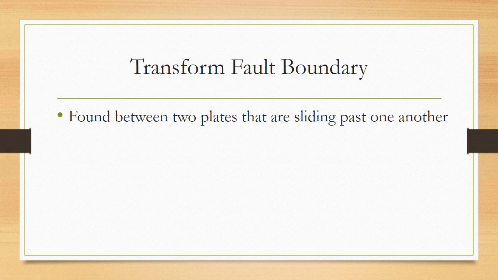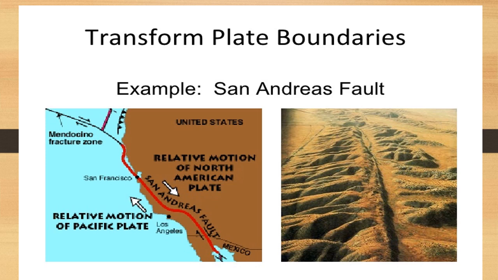Finally is the transform fault boundary. This type of plate boundary is found between two plates that are sliding past one another. And the best example for this is the San Andreas Fault.